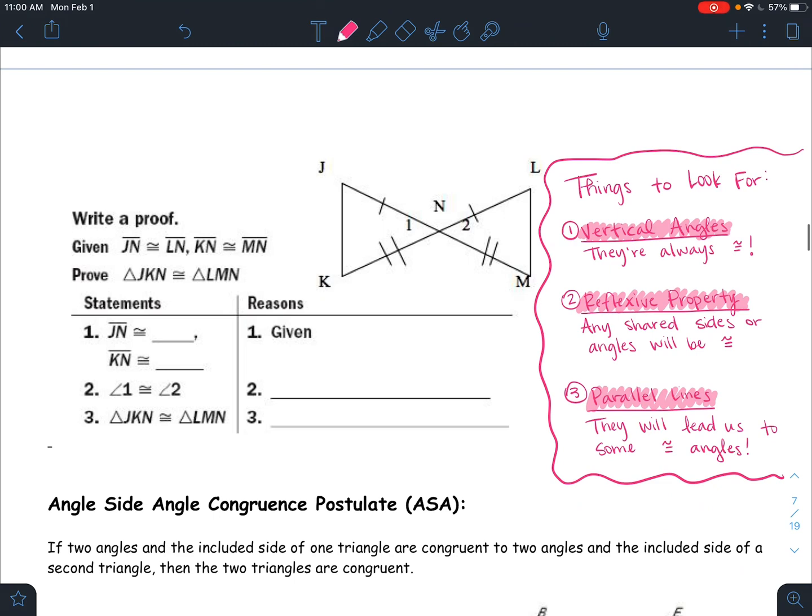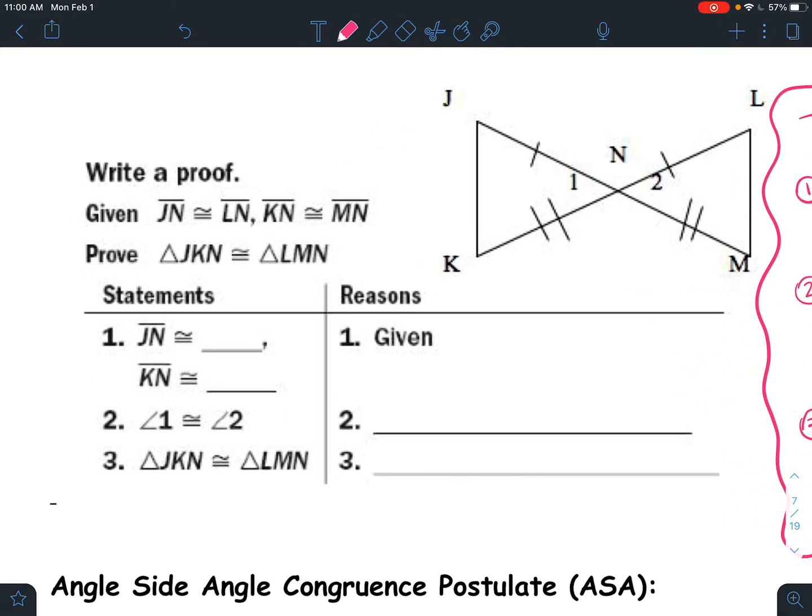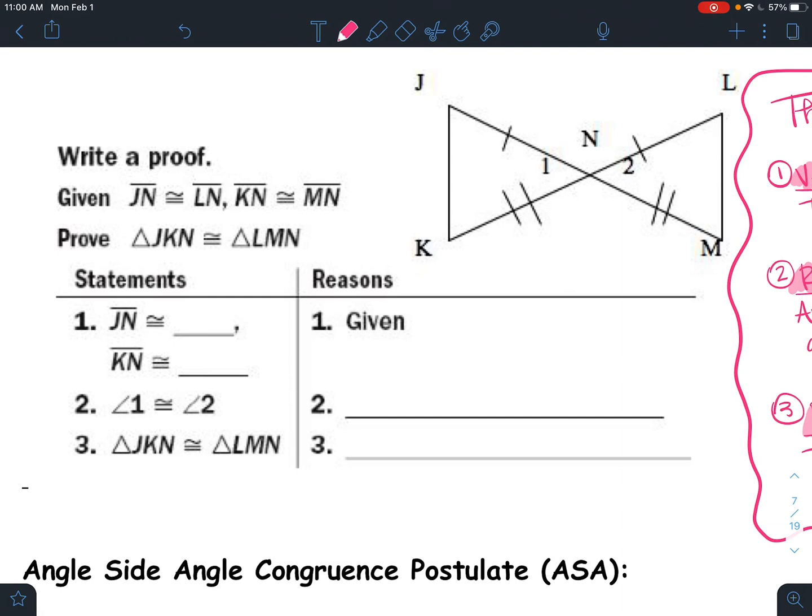So things we're going to look for before we begin this proof, and this is just on a general basis. We're going to look for vertical angles because we know that vertical angles are always congruent. We're going to look for pieces that are part of that reflexive property. Are there any shared side or angles that we can then use to be congruent? And do we have any parallel lines? Because if we have parallel lines in our given statement, then we know that they're going to lead us to some congruent angles. So if we think about these 3 things, we're going to write this proof here. We're given that JN and LN are congruent, that KN and MN are congruent.